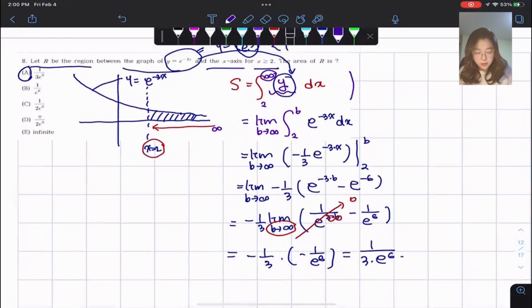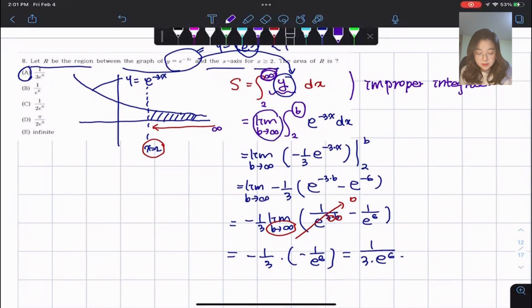This is an improper integral. So when you see this infinity in the interval, you should change it like this: introduce an unknown b, take the limit, and apply it.